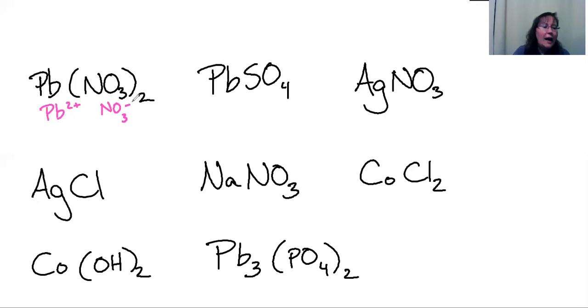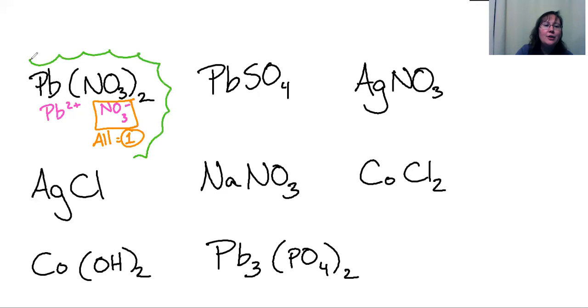Okay. Now we have a rule, if you're looking in those, rule number 1 says that all nitrates are soluble. And that's our rule number 1. Therefore, this first one, lead 2 nitrate, will be soluble. Okay, now let's look at our next one here.